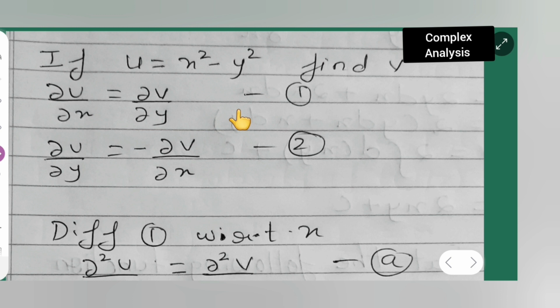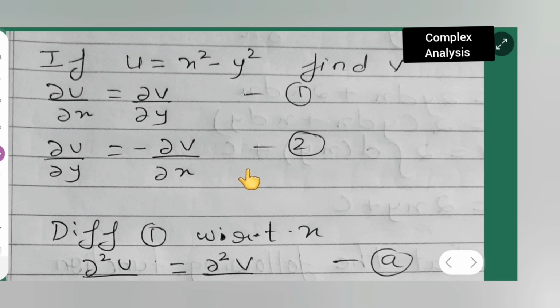So first, if u is equal to x square minus y square, find v. So dou u by dou x is equal to dou v by dou y. Take this as equation 1. This I have taken from the Cauchy-Riemann equation from the previous class. Now dou u upon dou y is equal to minus dou v upon dou x. Take this as equation 2.